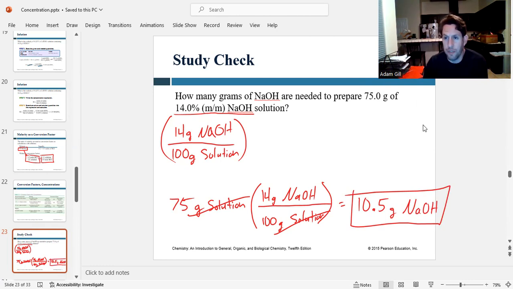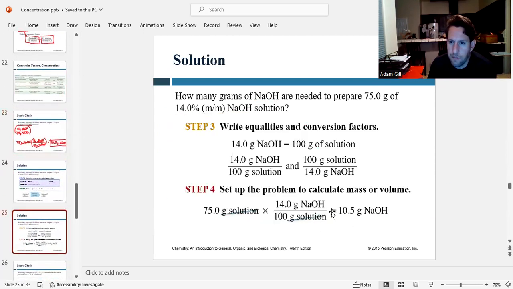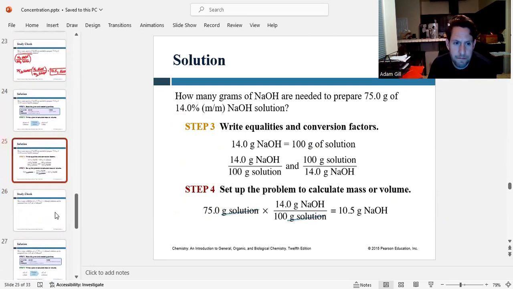So not terribly difficult, pretty quick and easy math. The hardest part is converting the percentage into a fraction, because you're going to need that fraction to solve your final answer. And 10.5 looks like we did it right.